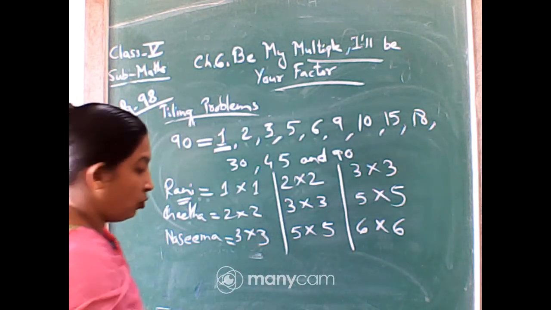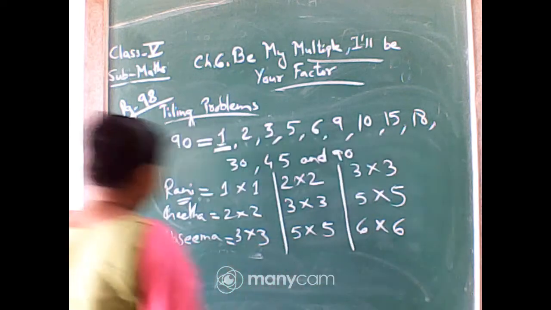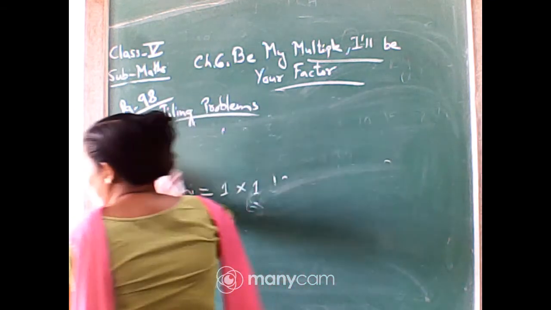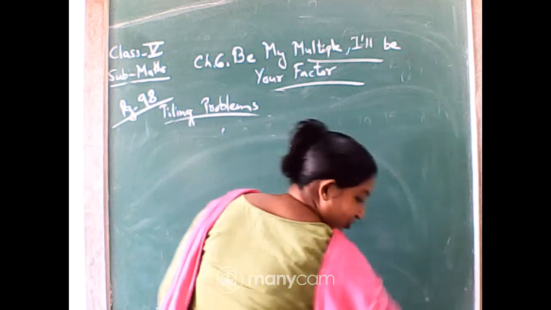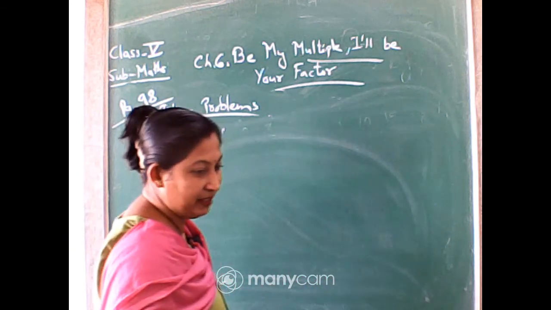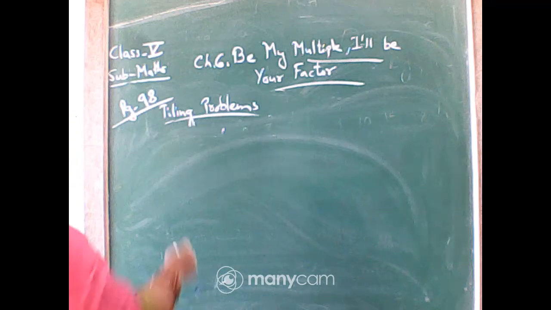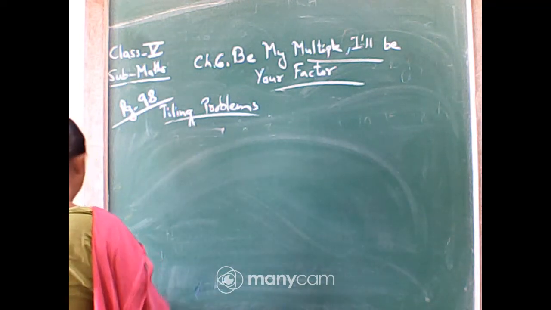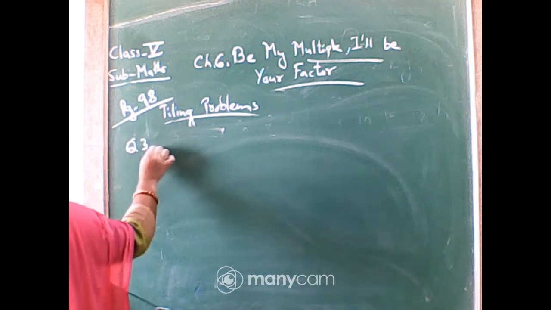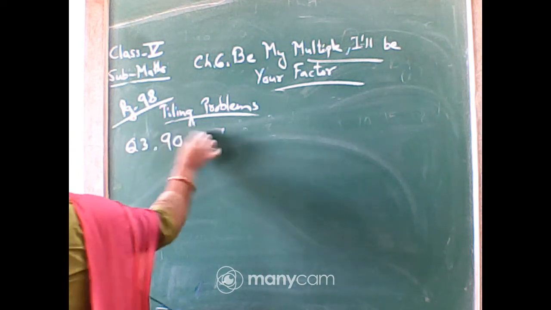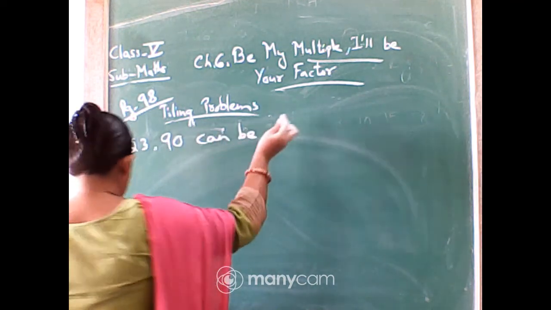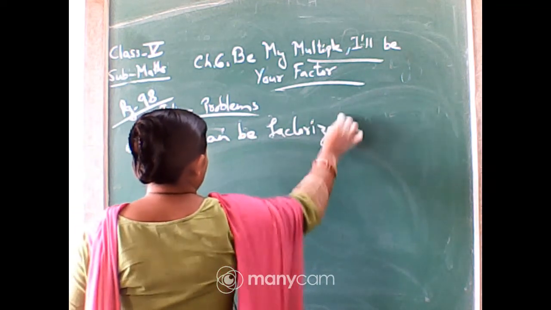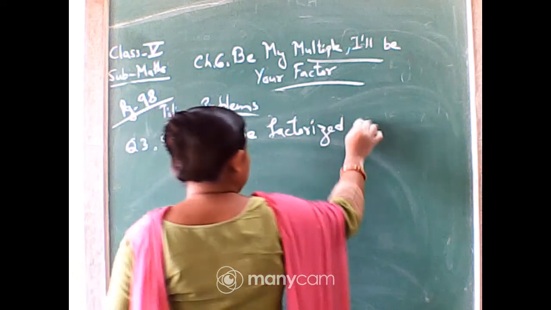Okay. So this you have to write in the problem statement. I am writing very shortly, you also write in your copy, in a short way. Okay. Question number 3. 90 can be factorized as follows.